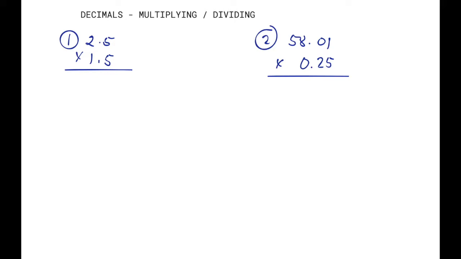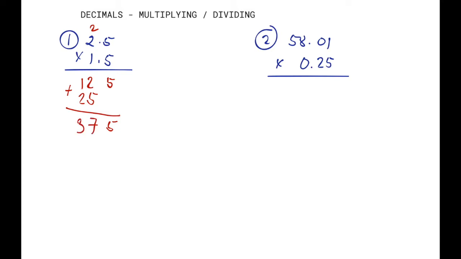First, we have 2.5 times 1.5. So we have to multiply 5 times 5, and that is 25. Bring down 5, carry 2. 5 times 2 is 10, plus 2 is 12. 1 times 5 is 5, and 1 times 2 is 2. So we are going to add them. Bring down 5 here. 2 plus 5 is 7. 1 plus 2 is 3.